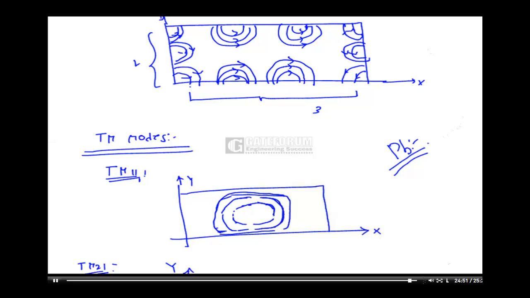What is the answer for the problem we started? The problem is: what are the field lines for TE02? Along the x-axis it is 0, and along the y-axis it is 2. So which one is correct? Clearly option D is right. So for our problem option D is correct. This is another kind of problem which is very interesting.